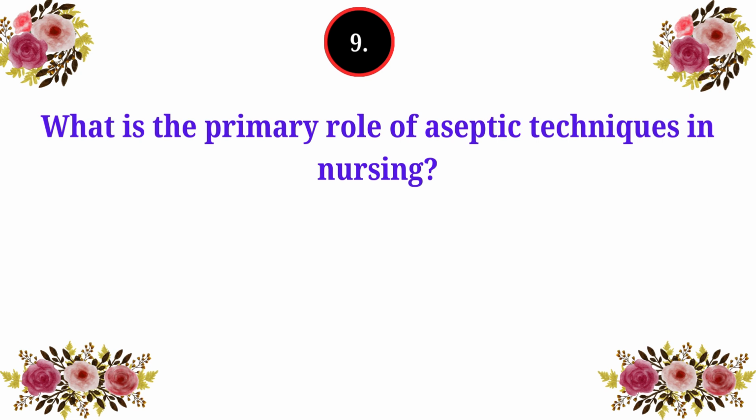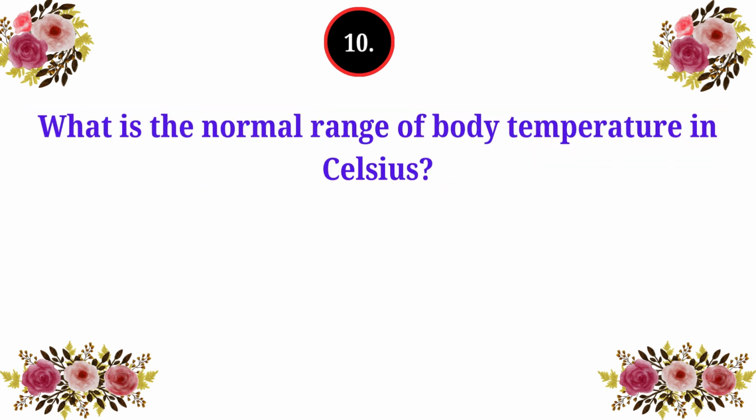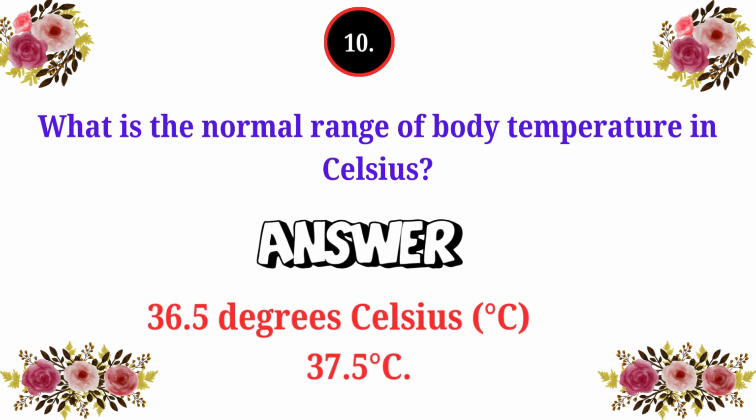9. What is the primary role of aseptic techniques in nursing? To prevent infections. 10. What is the normal range of body temperature in Celsius? 36.5 degrees Celsius to 37.5 degrees Celsius.